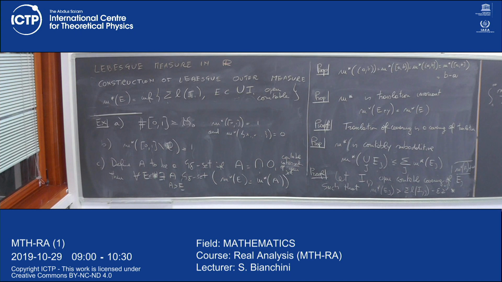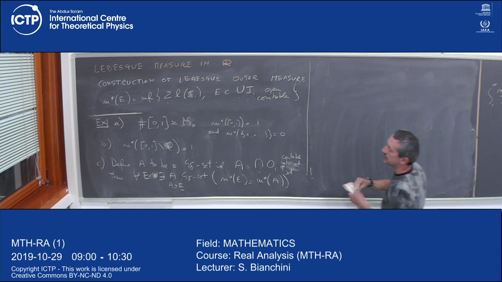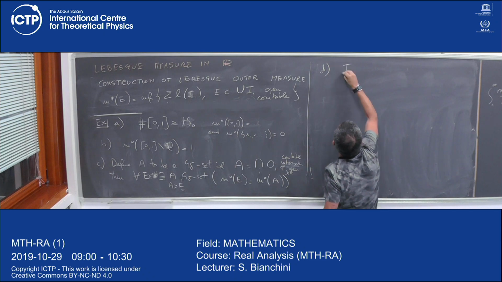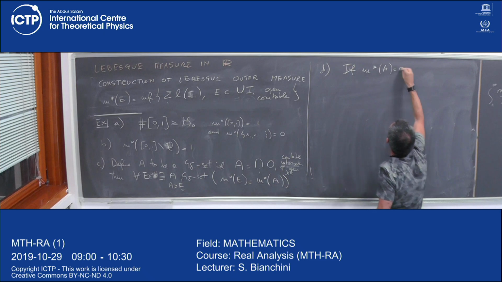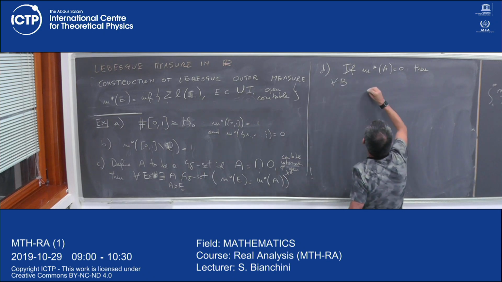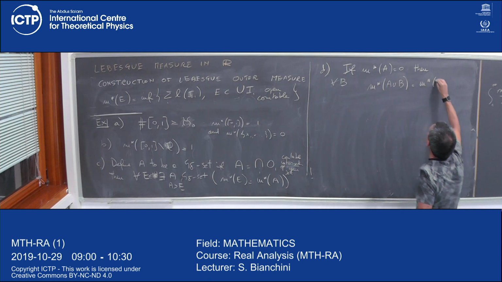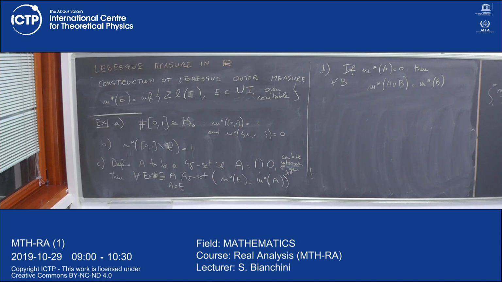We still have 5 minutes, but the next one, look, there is a nice exercise here. Let's go on. If the outer measure of A is equal to 0, then for all B, the outer measure of the union of A and B equals the outer measure of B. So sets whose outer measure is 0 do not play any role when computing the outer measure.